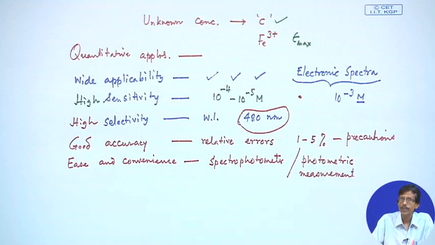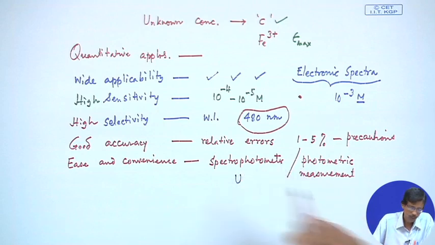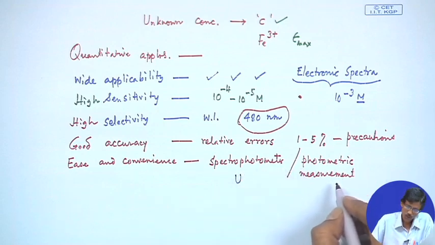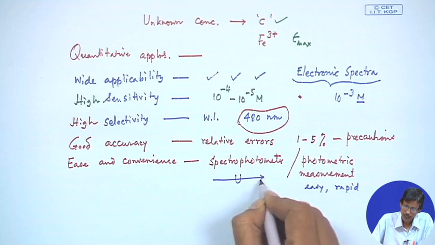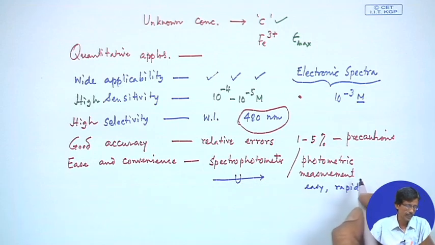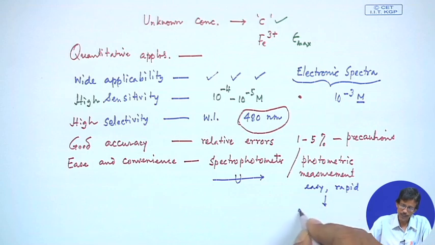How good are these photometric measurements? If we have a spectrophotometer and a solution in the cuvette, it is a very fast process. So, it is very easy to measure and is a rapid process also. Once you insert the cuvette in the light beam of the spectrophotometer, you can measure the corresponding absorbance, and many sophisticated and modern instruments are available.